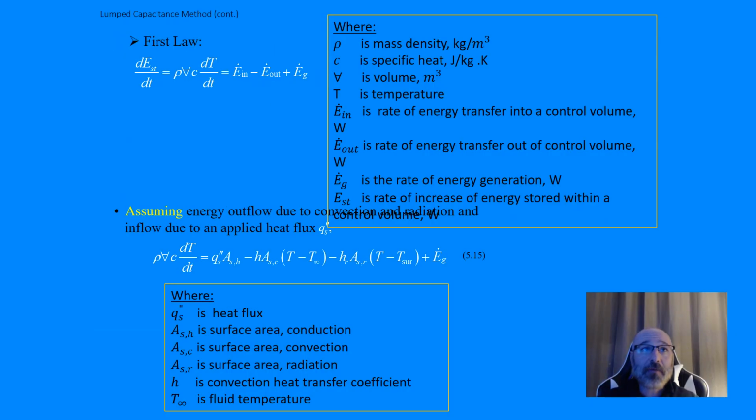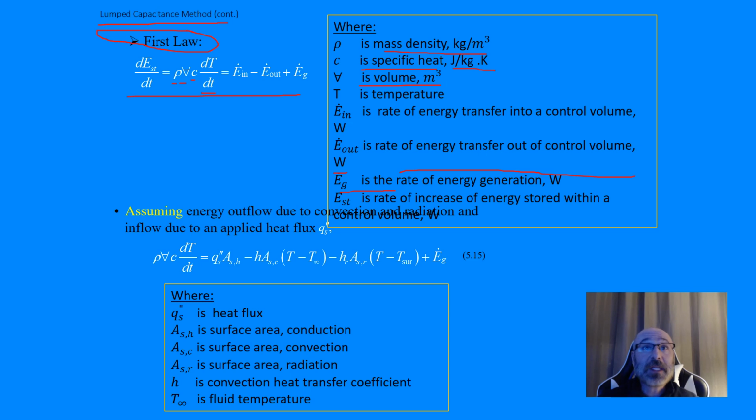Now, as we continue on with our lumped capacitance method, we want to go back and review our first law. We have this general equation right here. We have the partial with respect to time of E sub ST, where E sub ST dot is the rate of increase of energy stored within a control volume, in units of watts. This is equal to rho, our mass density in kilograms per meter cubed, times our volume in meters cubed, times c, our specific heat in joules per kilogram Kelvin, times the partial of temperature with respect to time.